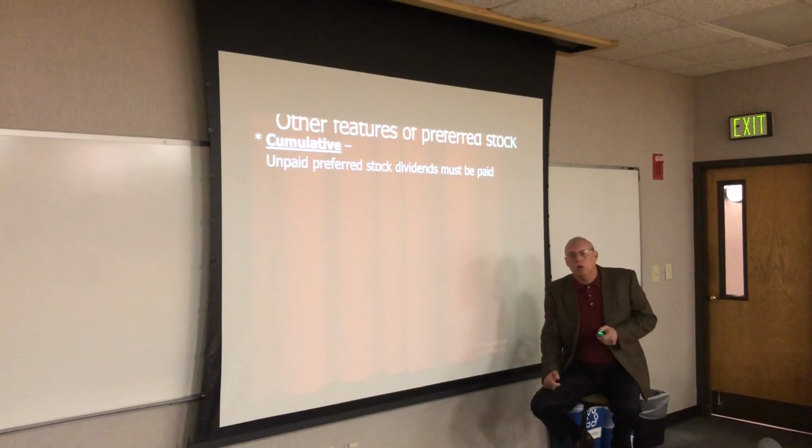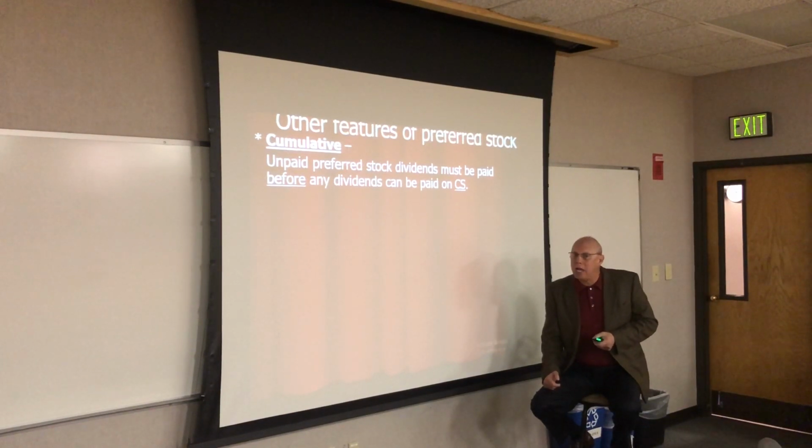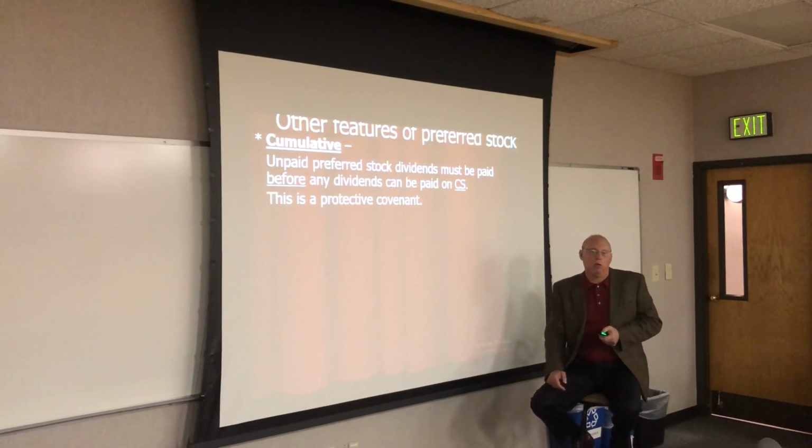And so if they do that with the preferred stock, then they have to accumulate any preferred stock dividend that they miss, and they have to pay the preferred stockholders any back dividends before they can pay any dividends on common stock. So it's a good idea. It's a protection for the preferred stockholder. If you miss a dividend, then you have to make that up before you pay anybody else. Okay, so it's a protective covenant, a promise.